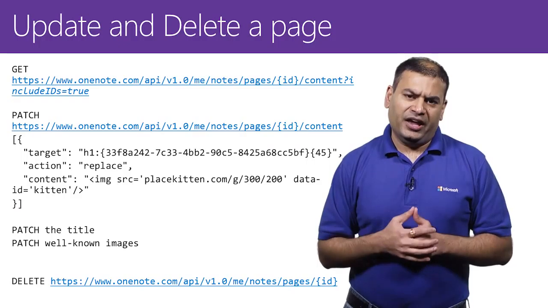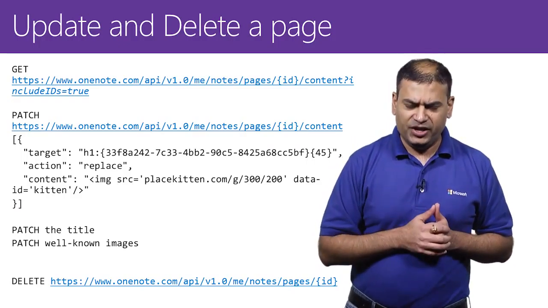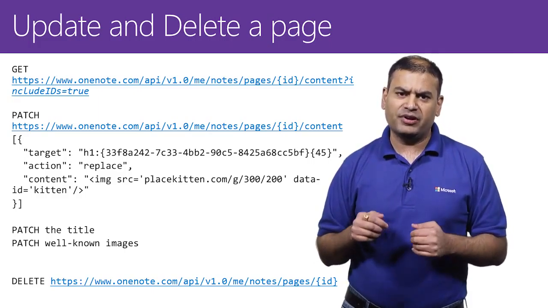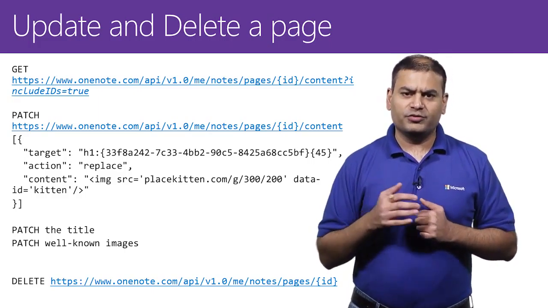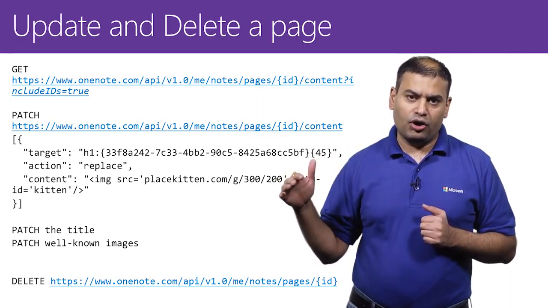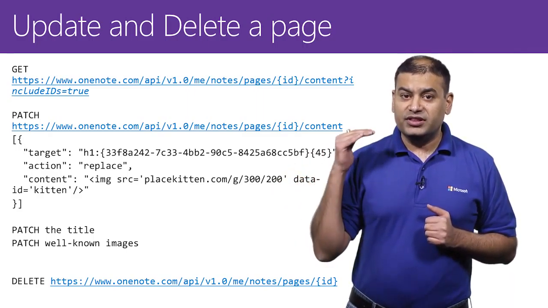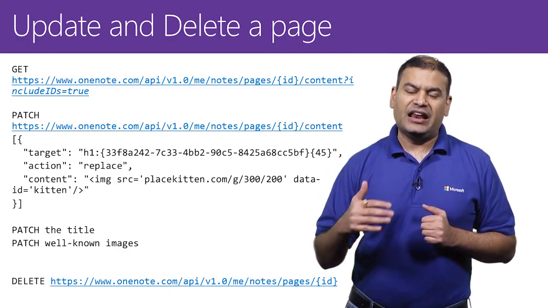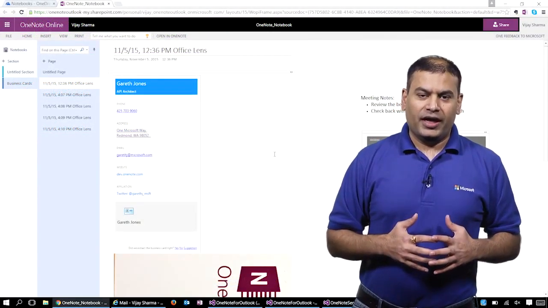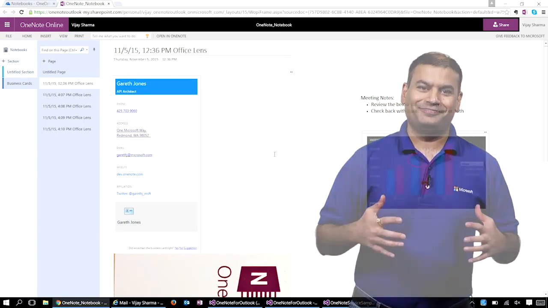Now, to update a page, you need to first get the page content and pass in the include IDs parameter set to true. What this will do is assign an ID to each element in the content, and then you can use these IDs to update that element in the page. Now, let's switch to a demo and see the code in action.